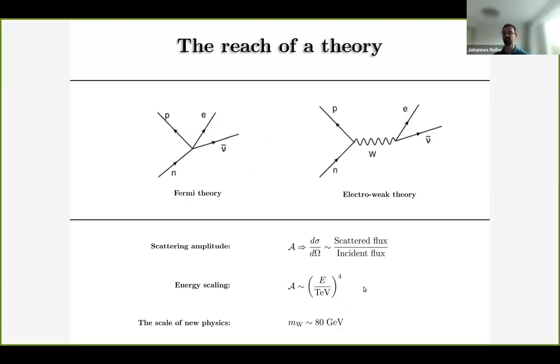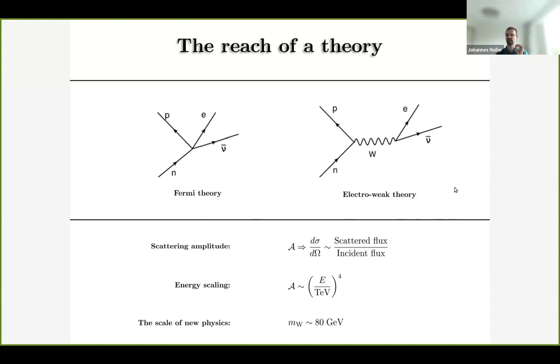Now, in hindsight, of course, we know what goes wrong. We know this is not the full description. We know that underneath all of this, there's electroweak theory, which means the picture on the left is not complete. And as you get to energies close to a tera electron volt, in fact, around 80 giga electron volts, so about an order of magnitude less than a tera electron volt, this description breaks down and needs to be replaced by some new physics, this electroweak theory, some new description of the process.